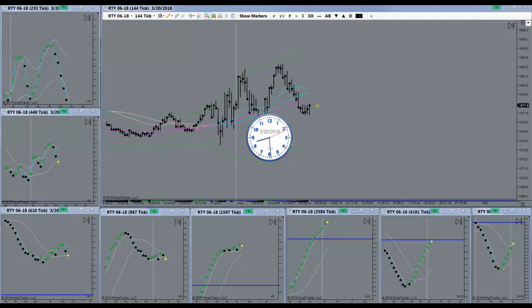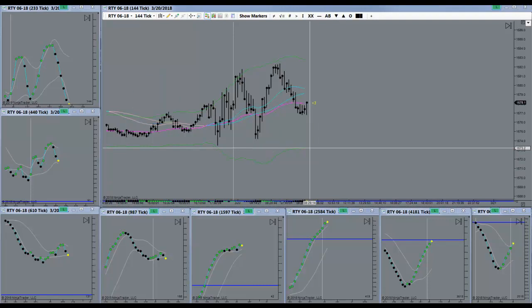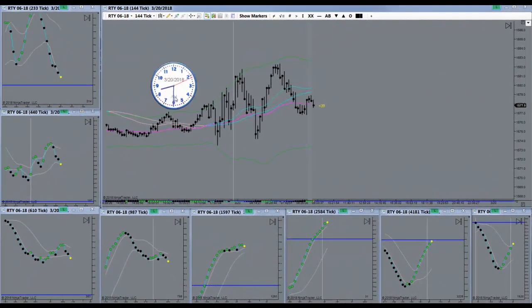Good morning, everyone. Today is the 20th of March, 2018. It's a Tuesday morning. Market's going to open here in a little bit. I'll be back. There's the bell. Market is open.